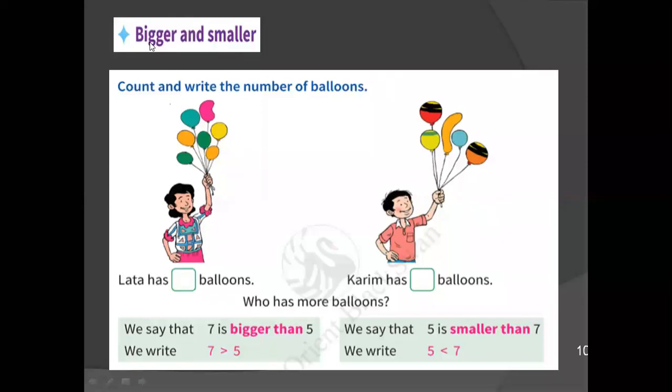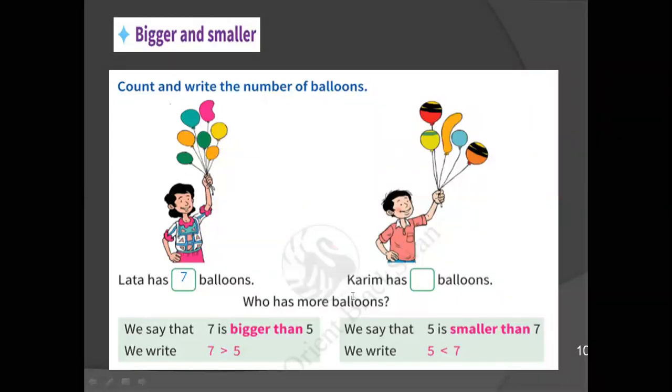Turn your page and we will do bigger and smaller. Count and write the number of balloons. We will count how many are there in her hand. 1, 2, 3, 4, 5, 6, 7. How many is she having? Her name is Lata. Yeah, Lata has how many balloons? 1, 2, 3, 4, 5, 6, 7. We will write as 7 now. Okay, right here as 7. How many balloons? 7 balloons.